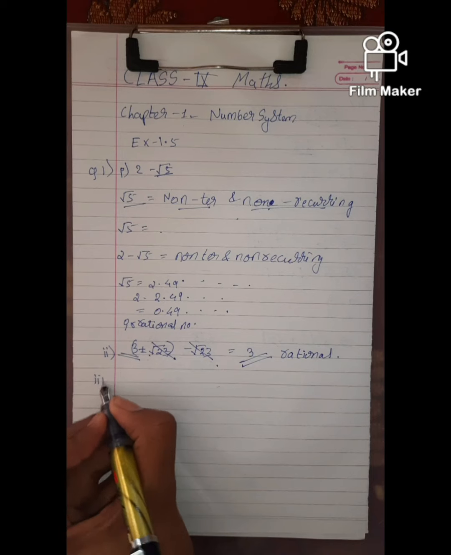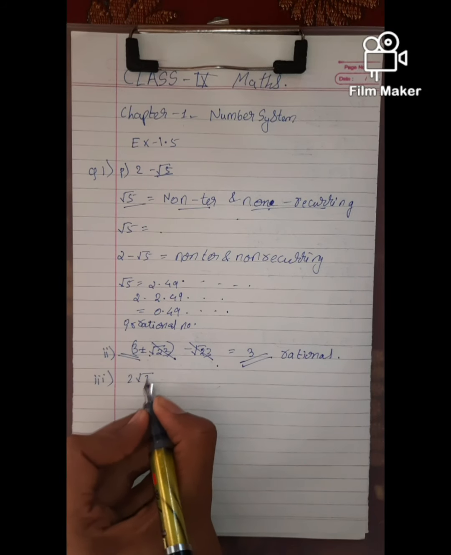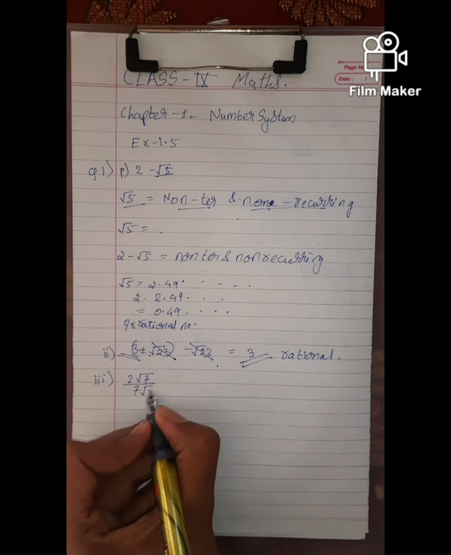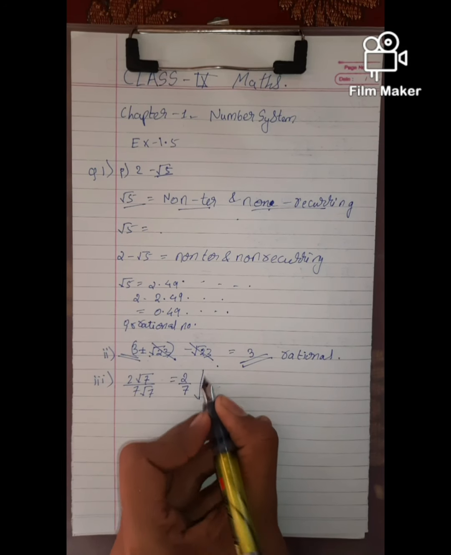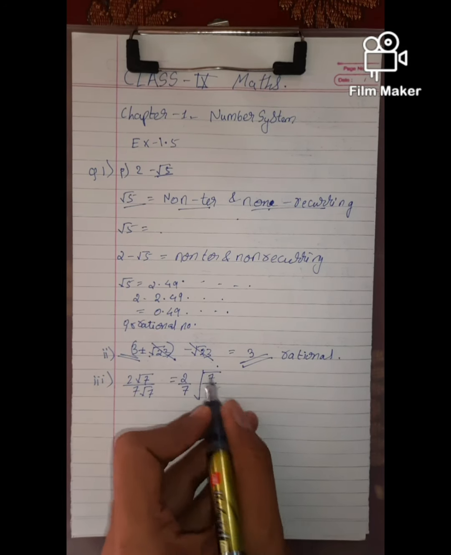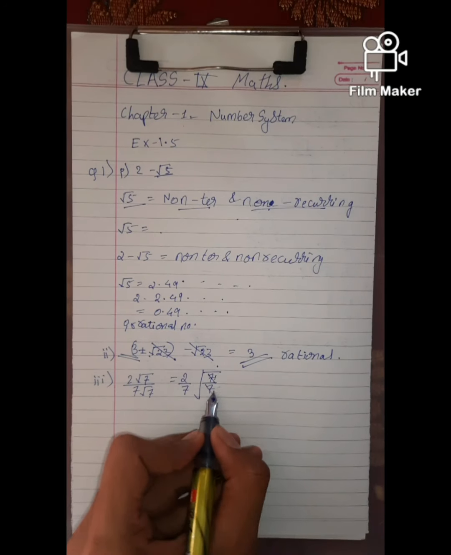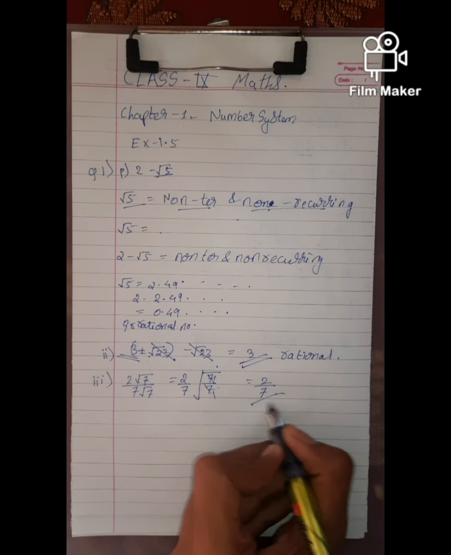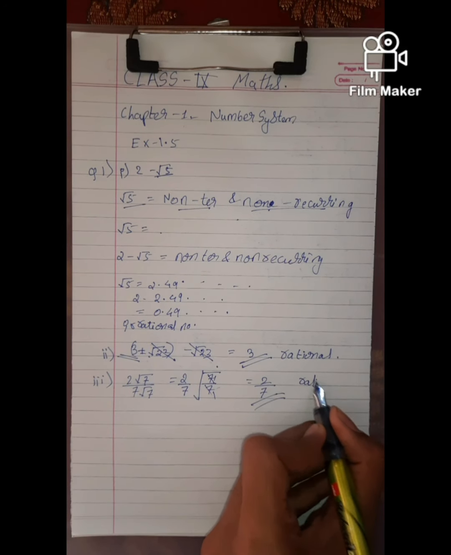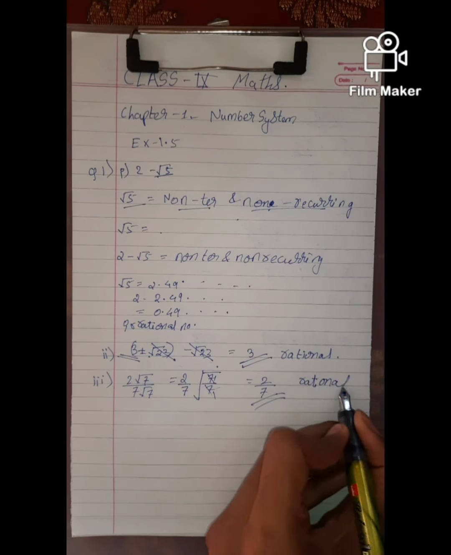And here comes the third part of the first question, which is 2 root 7 by 7 root 7. As we all know, this can also be written as 2 by 7 into under root of 7 by 7. As you all know, 7 by 7 is 1 and under root 1 is always equal to 1. So therefore we get 2 by 7, which is a rational number.